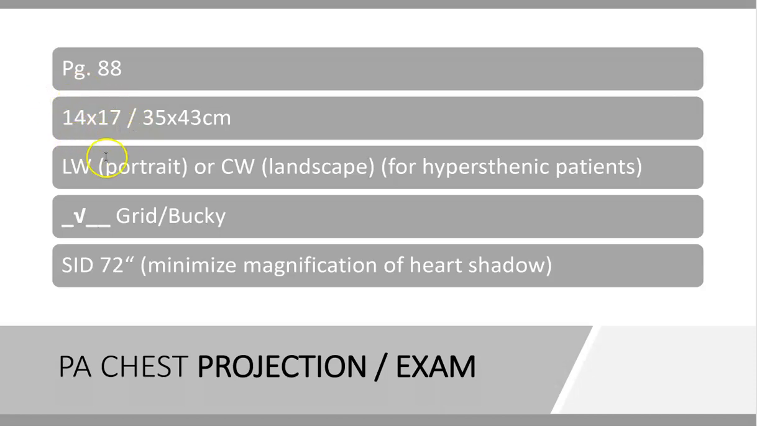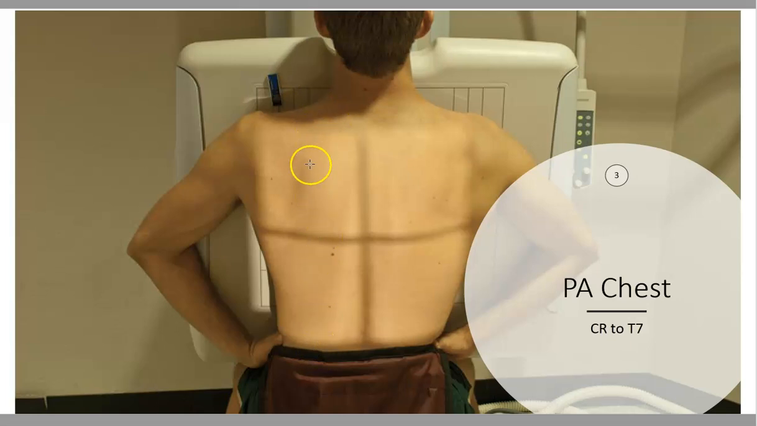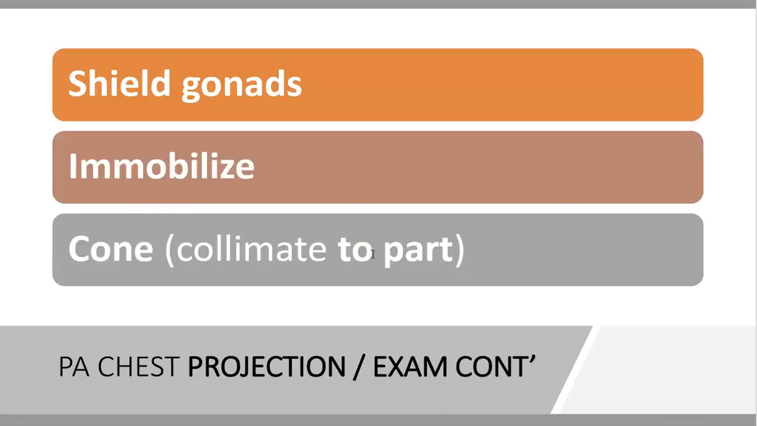Large CR plate. Usually we do it portrait or lengthwise with the body, meaning that we use the long part of the IR, 17-inch length, along with the long part of the body, which is superior to inferior. We want to put it in the bucky, or at least use a grid if we're on a mobile exam, and our SID is 72. The further away we get with our x-ray source from the IR, we can minimize magnification, which is a kind of distortion.